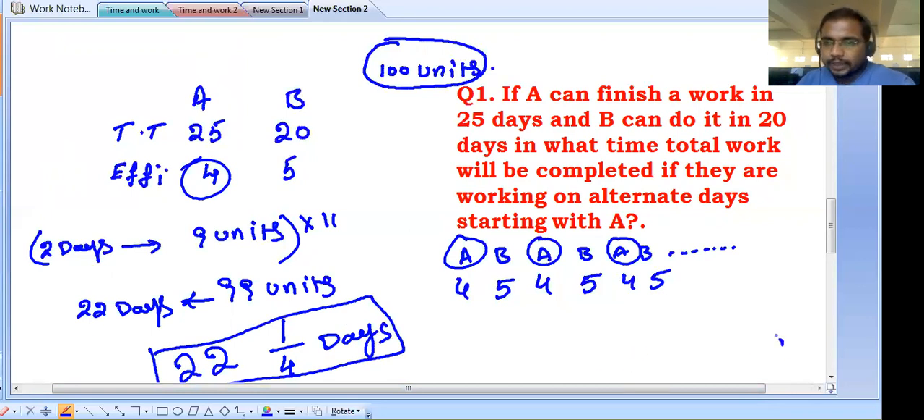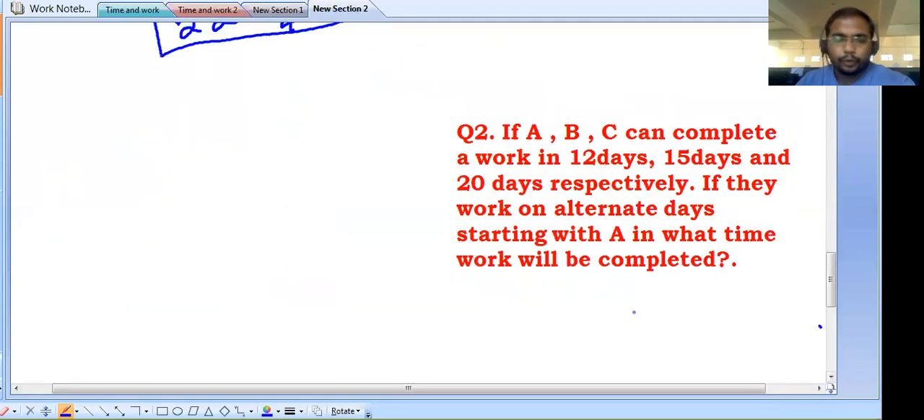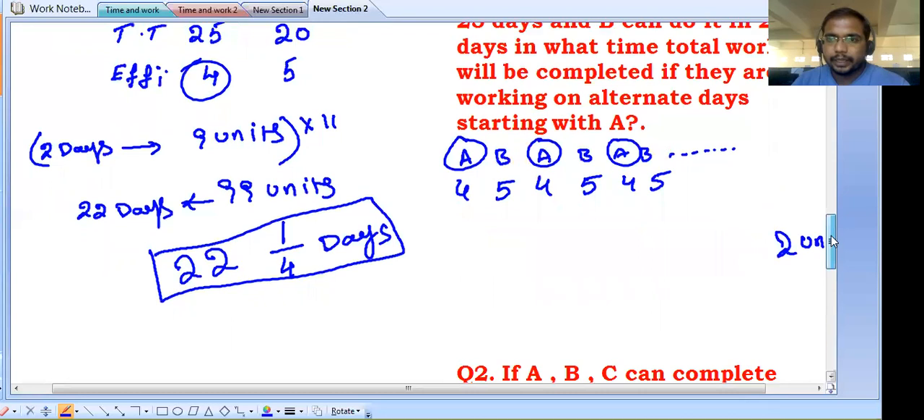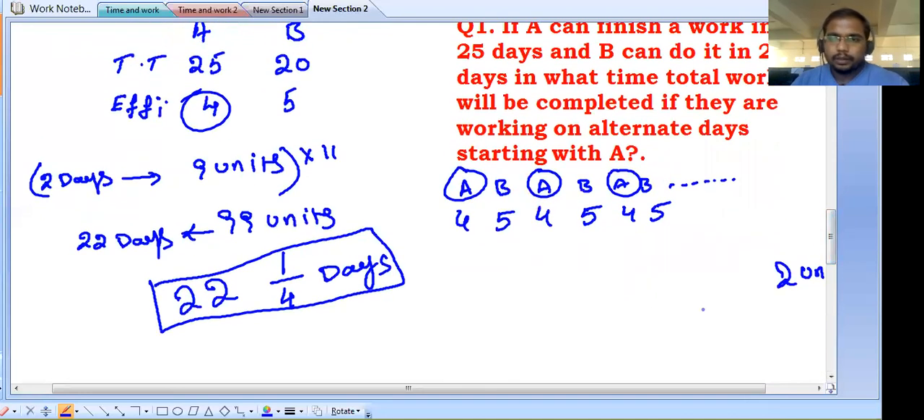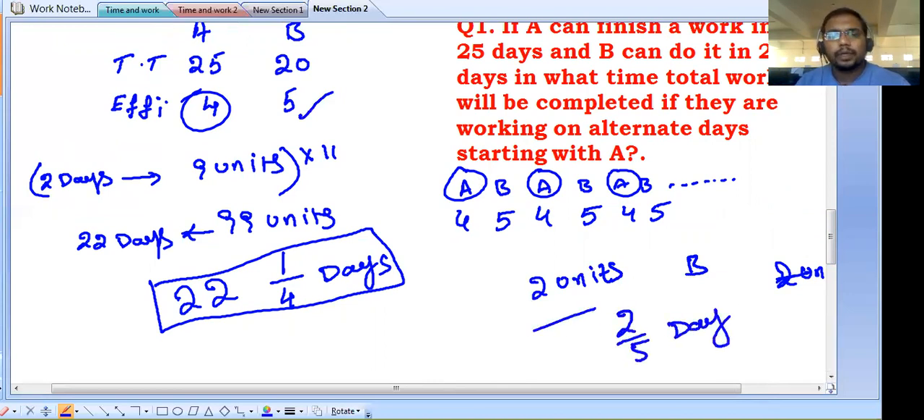Sir, if 2 units are remaining, and B is going to work, then what will we do? He will complete 5 units per day, so with 2 units remaining, 2 by 5 is the time taken to complete that work. That's it. No need to think more.